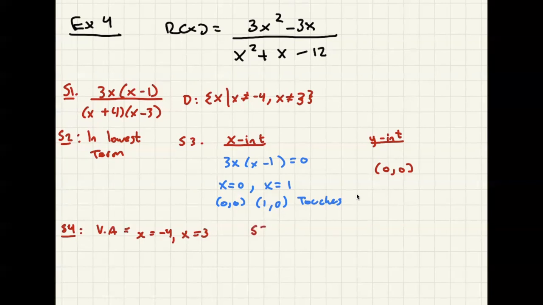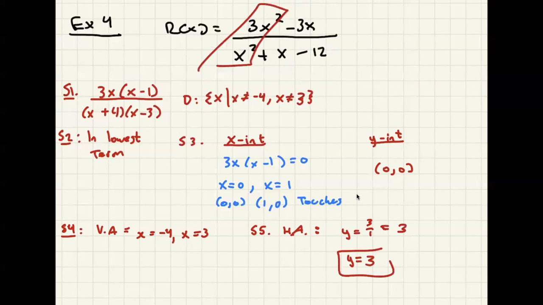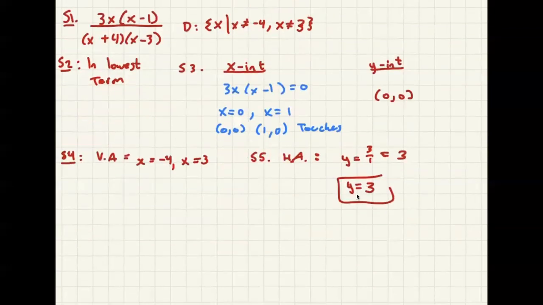Step 5 is to find our horizontal asymptote or our oblique, but that's pretty easy. They have the same degree, so we're going to take the coefficients. So it's going to be y equal to 3/1, which is just 3. So our horizontal asymptote is 3. Where did I get the 3 and the 1? We just look at these two.